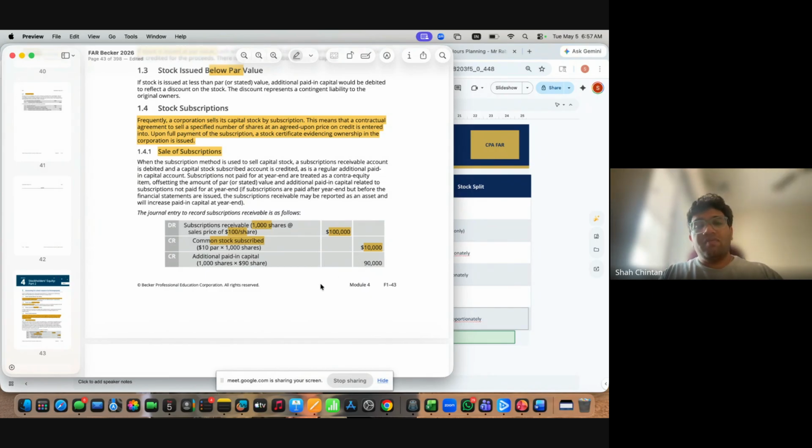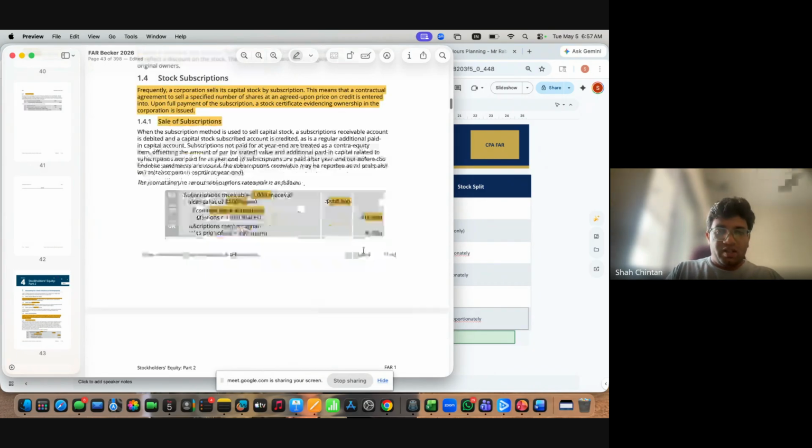Now let's say a customer is paying 1/5 of the amount in the first month. Your entry is cash account debit to subscription receivable 20,000. Month 2, cash account debit to subscription receivable 20,000. Same goes for month 3 and 4 and 5. Once the shareholder pays 100% of the money, the common stock subscribed account gets debited and common stock issued account gets credited. Basically, you issue a share once 100% payment is received from the shareholder. Okay.